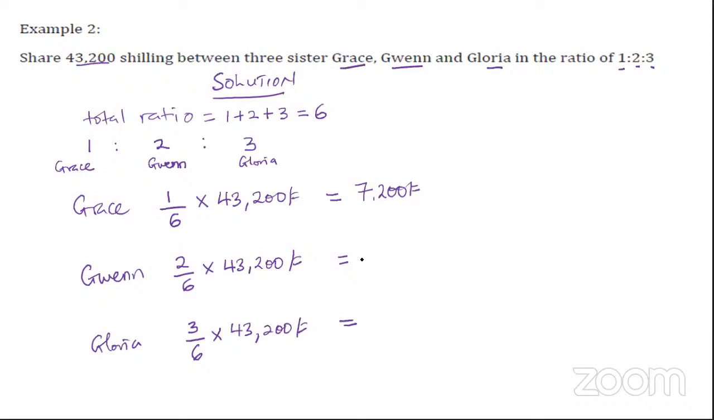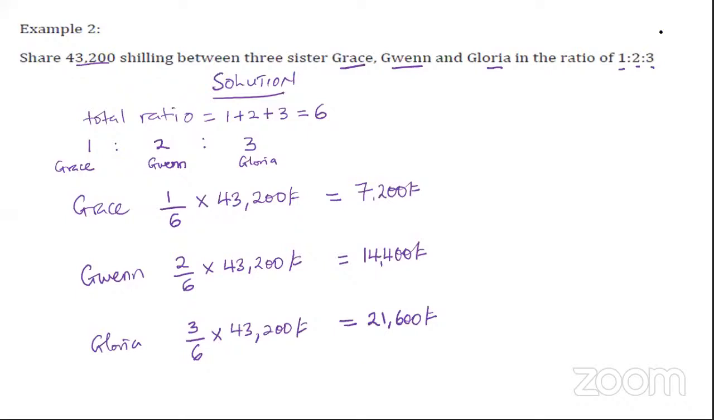Then Gwen, number two. 14,400. 14,400 shillings. I think that's what most people know. Then the last one. 21,600. 21,600 shillings. Okay. So I think we have seen this.